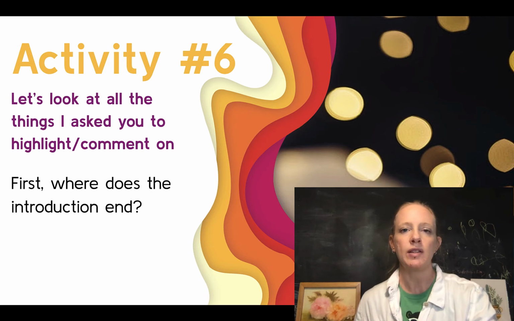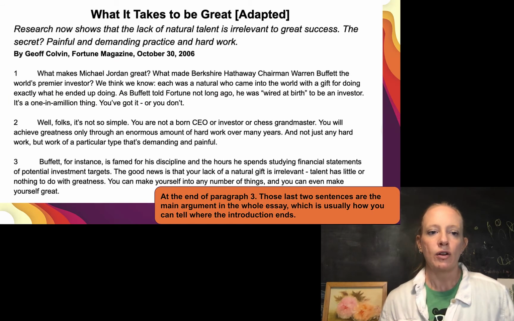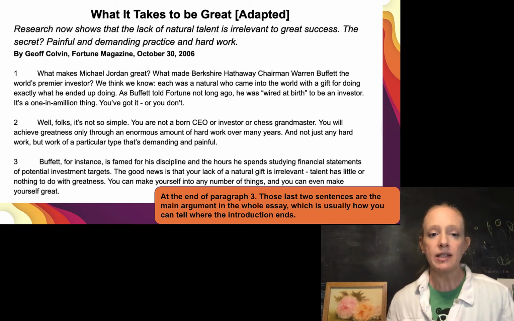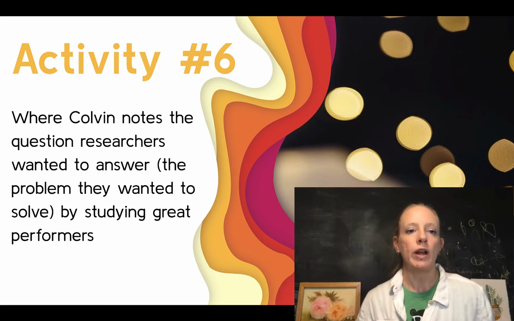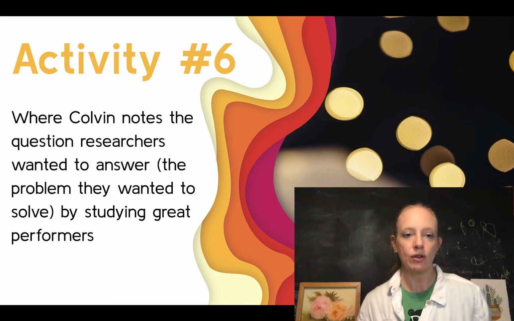First question was, where does the introduction end? Now, in this article, the best place would be the end of paragraph 3. Now, it doesn't mean that if you have something else, it's wrong, but the best answer would be the last sentence in paragraph 3, which makes the case that he's going to make in the entire article. So the good news is that your lack of a natural gift is irrelevant. That sets up the conclusion, which is you can make yourself into any number of things, and you can even make yourself great.